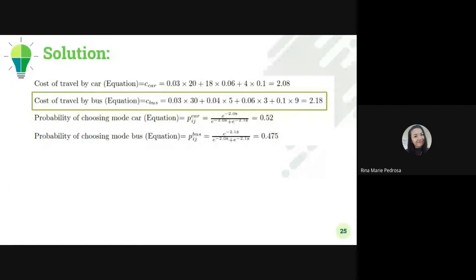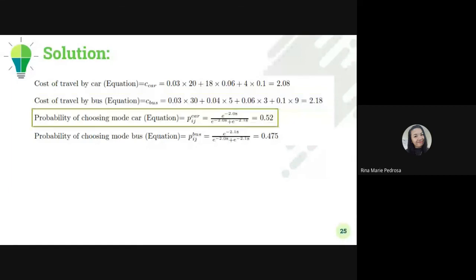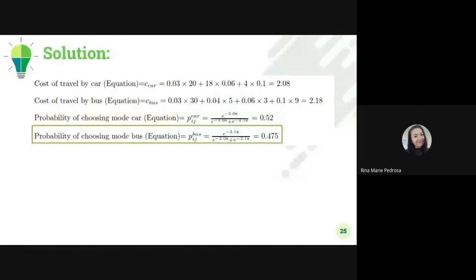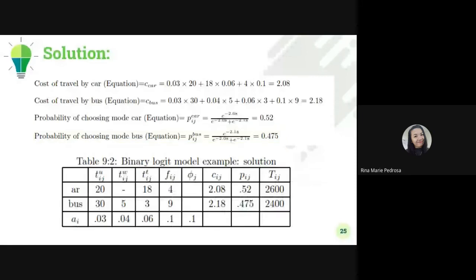So the probability of choosing mode car, we have this equation, where we got an answer of 0.52, while the probability of choosing mode bus, we have the answer 0.475. So the binary logit model is this one. We have the cost, and we have the probability.